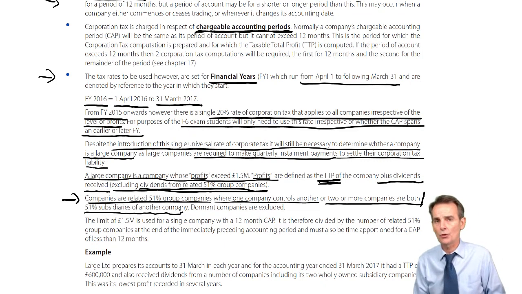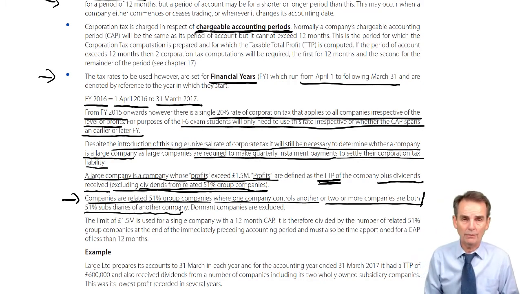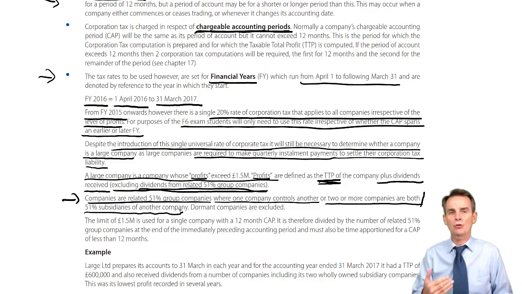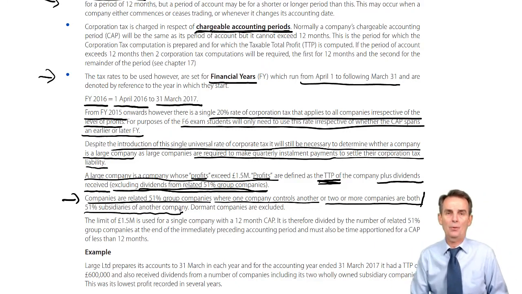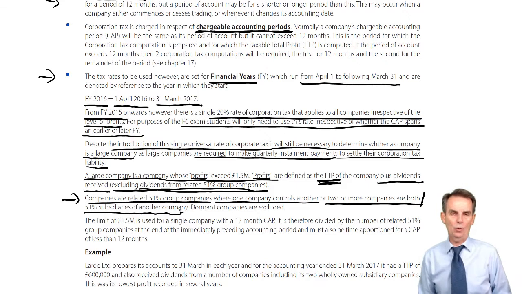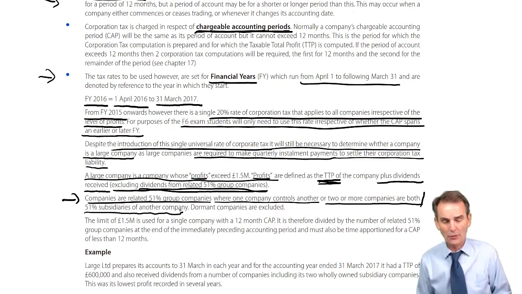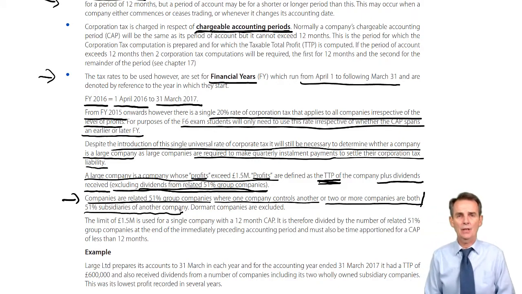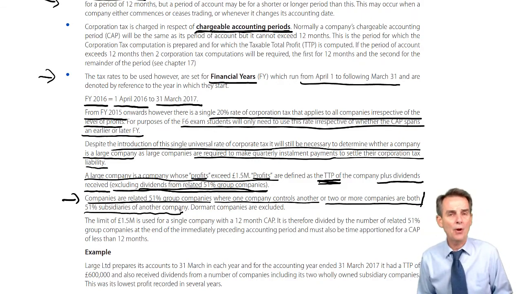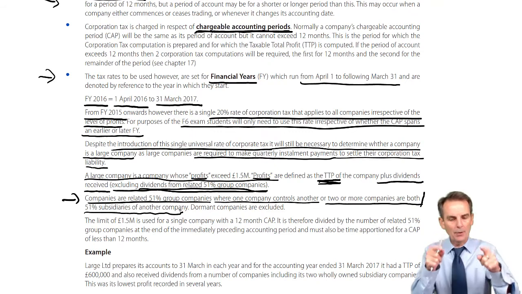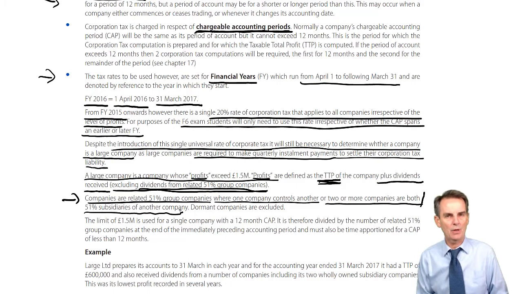And that is important to know because the profit limit I just referred to, the 1.5 million, that is referenced as regards determining is the company large, will it have to make quarterly instalment payments or not, that profit limit, so far as a group of companies is concerned, is divided out by the number of related 51% group companies. So in my little group there, parent company, two wholly owned subsidiaries, three related 51% group companies.